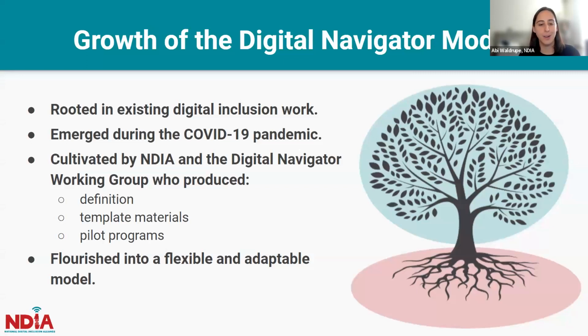The model continues to grow and be adopted to new scenarios, and NDIA continues to act as a hub of free tools and shared resources, and also a place for the community of practice to discuss what the best practices are for digital navigators. In no way do we own the model. We don't have a copyright on the term digital navigator. There is no copyright on that word, but everyone is welcome to implement the model in a way that works best for their community, and it is our goal to continue supporting that in every way that we can.